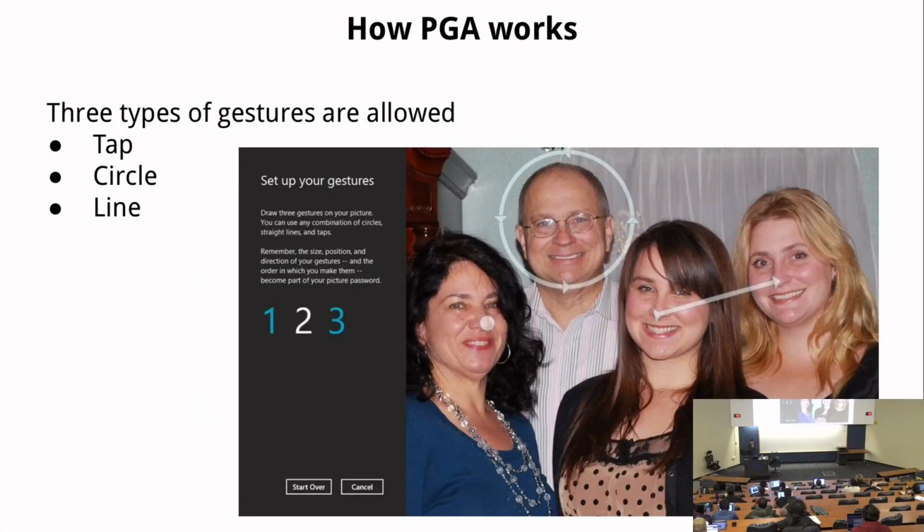So let me explain how the PGA works. In PGA, you choose a background picture first. The background picture basically helps you memorize your password. Then on that background picture, you can do 3 types of gestures. You can tap or place, or you can circle something, or you can connect 2 things together with a line. Those are the 3 allowed gestures in this password system. And the locations of those 3 gestures are basically used as a password.